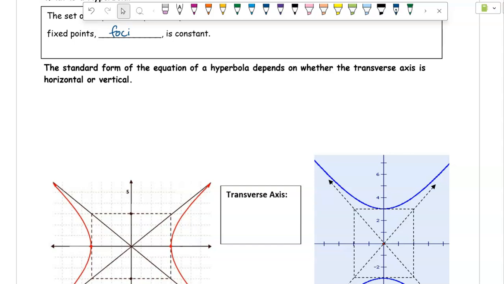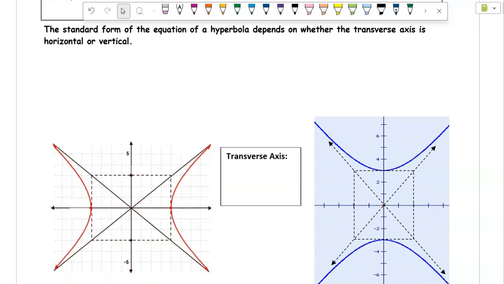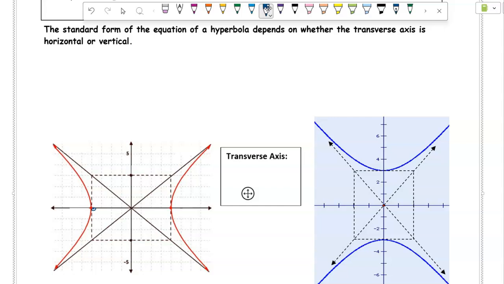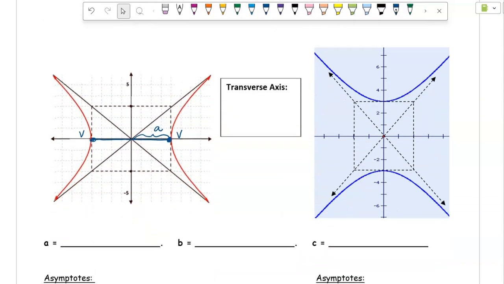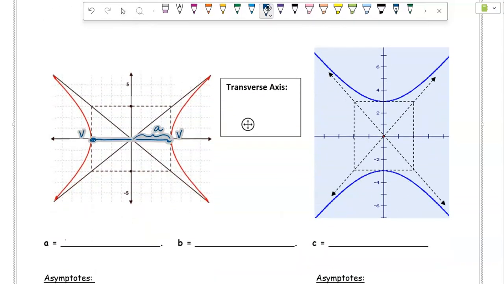Okay, so what we've got here on the left is a horizontal hyperbola. And it's horizontal because this is called the transverse axis right here. And at the endpoints of the transverse axis, we have our vertices, just like we did on the ellipse. And then this distance is still called A, your distance from your center to your vertex. So A is your distance from center to vertex.